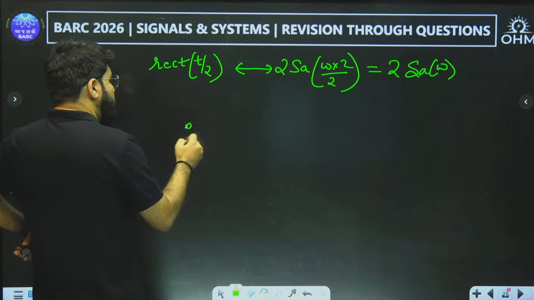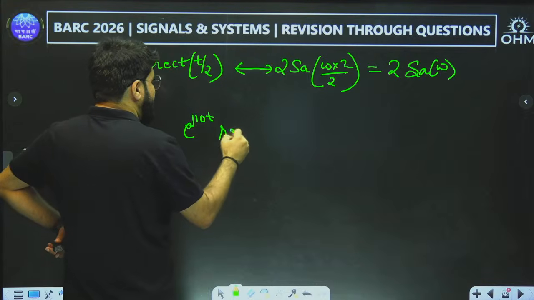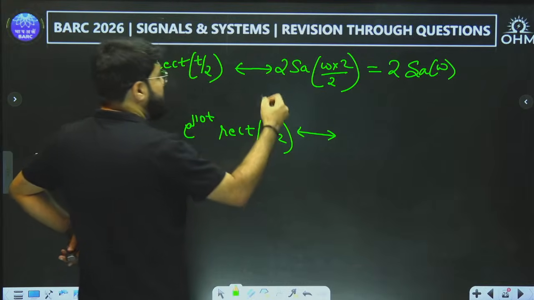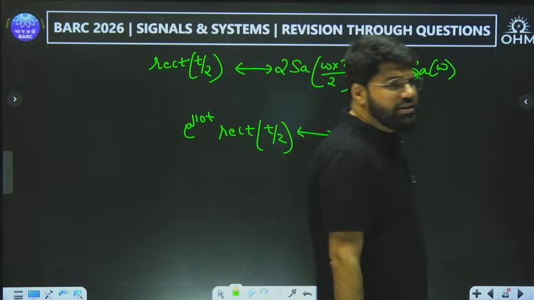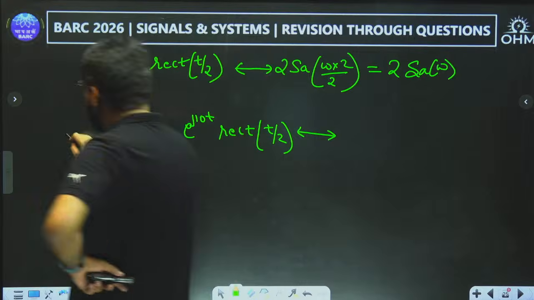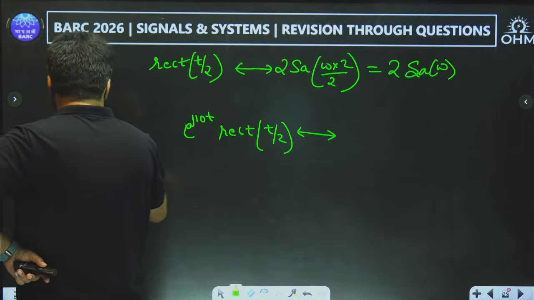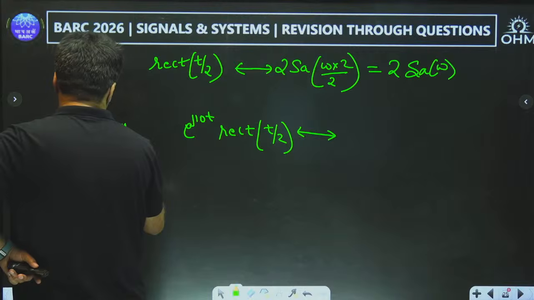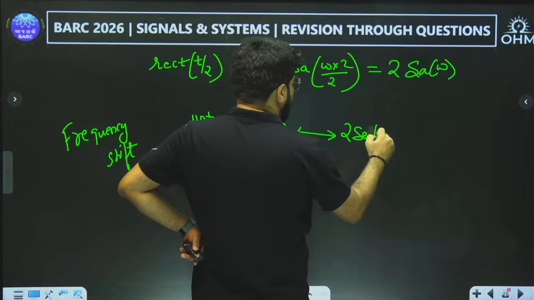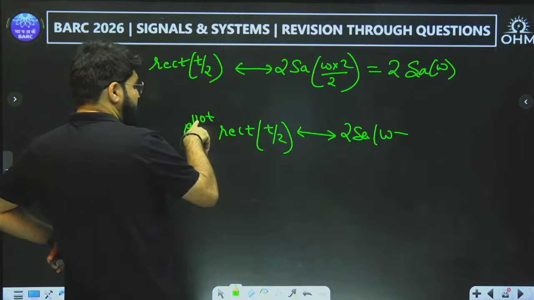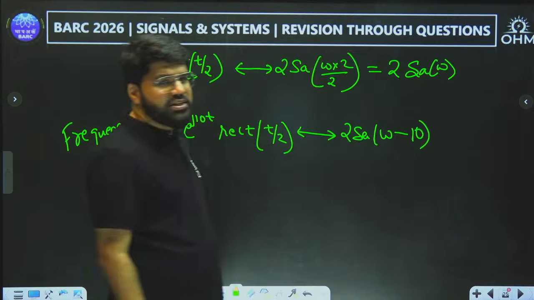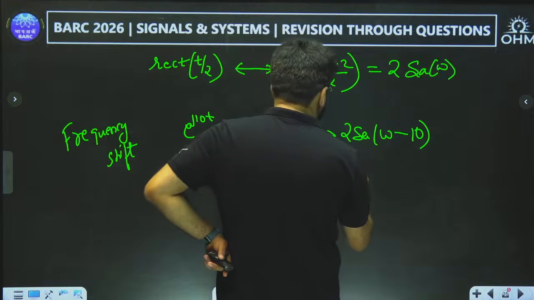Now when you multiply by e power j10t, an exponential term in the time domain, see, we already saw one question on time shift. A shift in time leads to a phase shift, an exponential term, in the frequency domain. Similarly, when there is a phase term or exponential term in the time domain, it leads to a frequency shift. That is the Fourier transform frequency shift property, and it is given by 2 sampling omega minus omega naught, opposite sign. How much is the phase term there? 10t here, so I'll write omega minus 10, opposite sign. 2 sampling omega minus 10 is the answer.